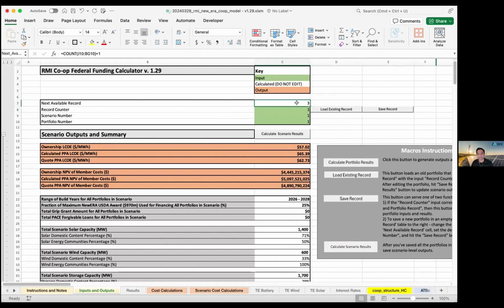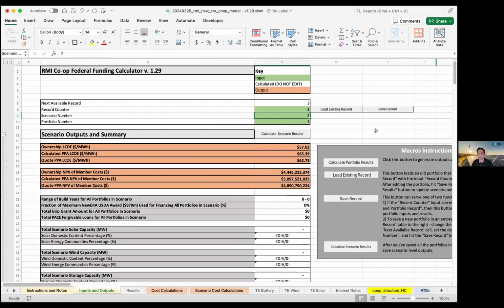First, I check what the next available record is. That's record 3, so I put in record 3 here. Next, I want this to be a new scenario, and this is portfolio 1 in that new scenario. So I'm going to enter 2 here.